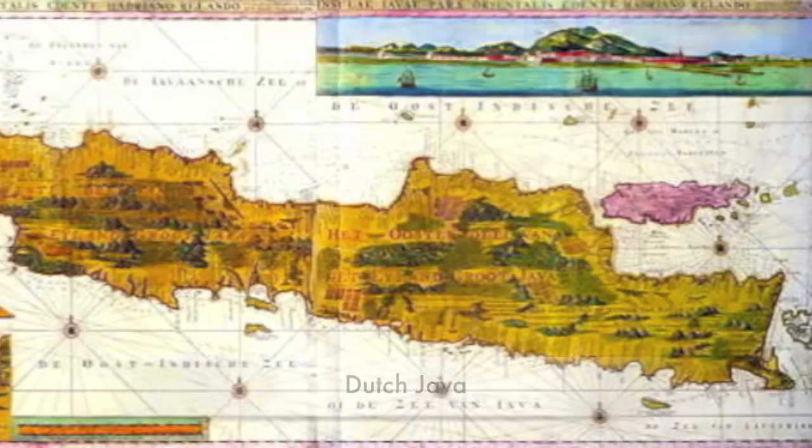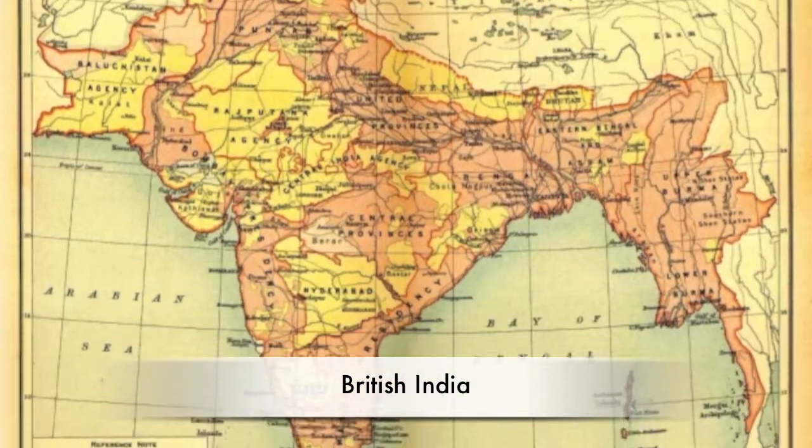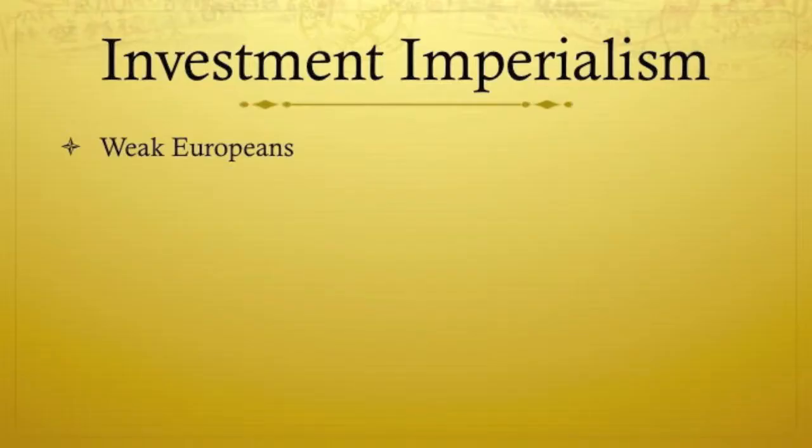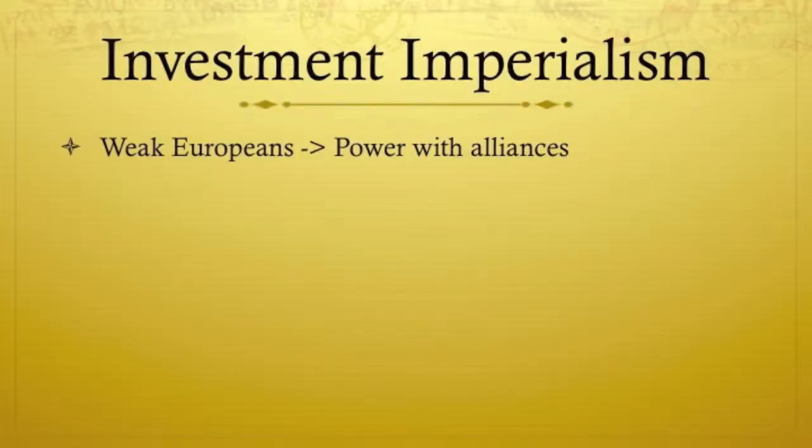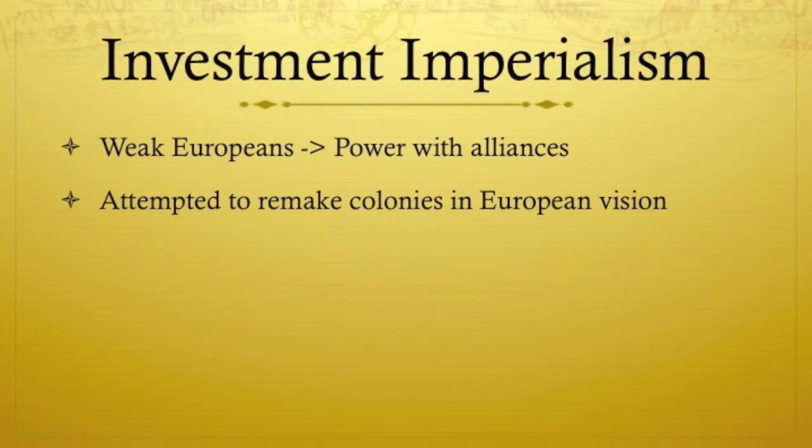Investment imperialism. The two examples of this that Stearns covers are the Dutch colonization of Java and the British conquest of India. In both cases, the Europeans began as weaker trading partners on the outskirts of powerful and populous kingdoms, like the Mughal Empire in India. As industrialization gave Europeans access to better technology, especially improved firearms, they slowly began to expand their influence, usually through alliances with local princes. Once they gained power, investment imperialists attempted to develop their colonies along European lines, usually by building infrastructure like railroads and factories.